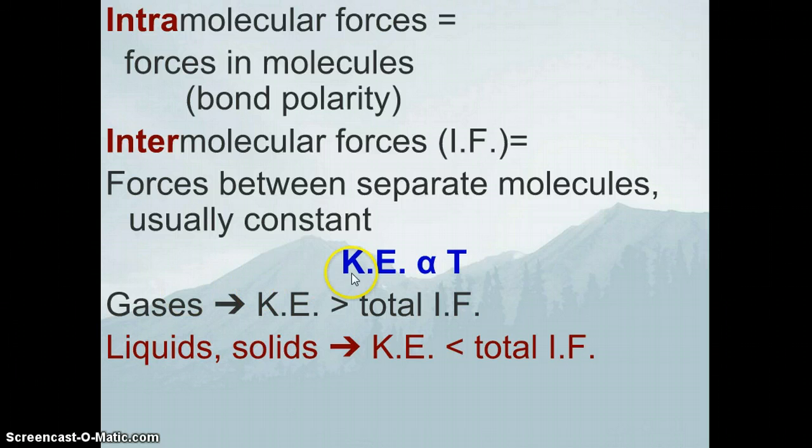But if we cool something down so we decrease its temperature, eventually the molecules come together and form liquids and solids. In the liquid and in the solid state, the molecules are much closer to each other. As we decrease the temperature, our total kinetic energy goes down, and eventually the attractive forces between the molecules are greater than the amount of energy that they have to leave the building.